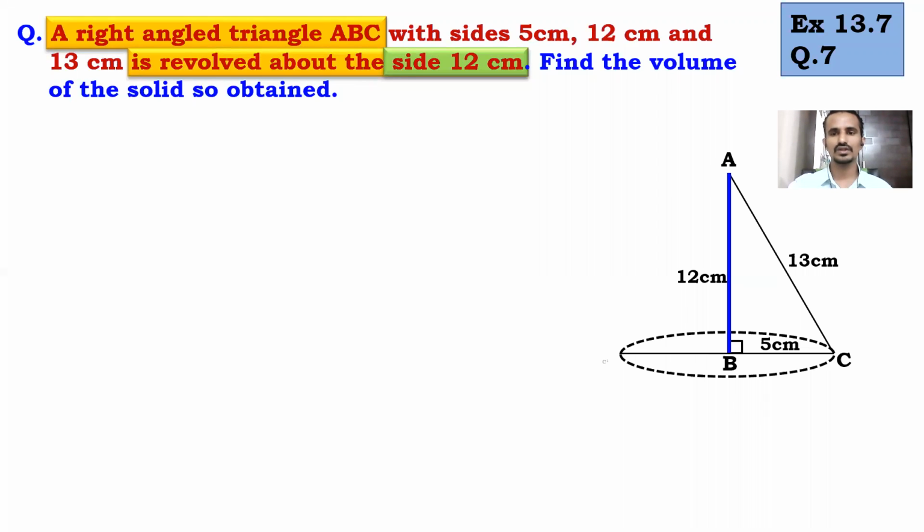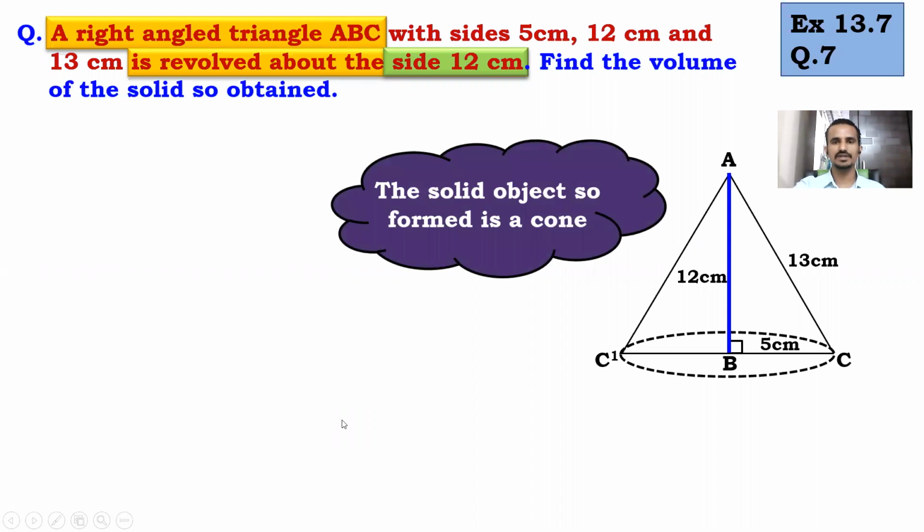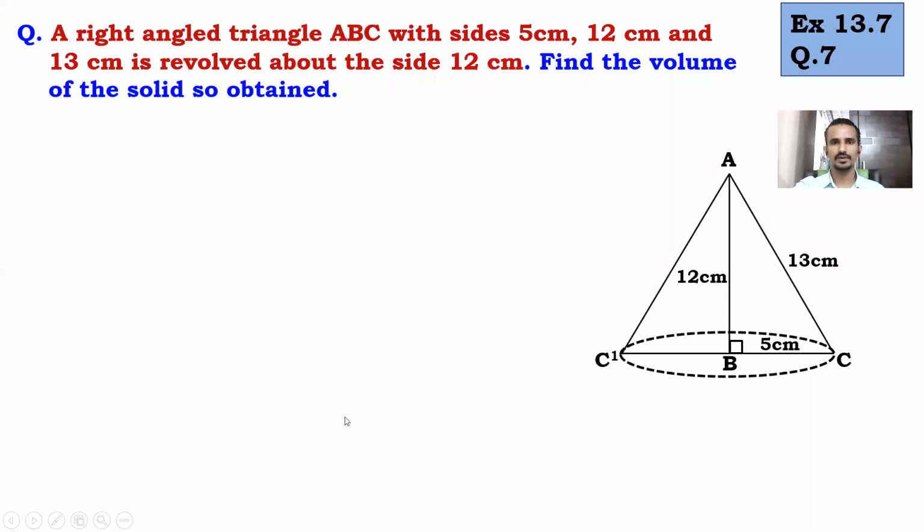So I want everyone to draw this figure, because this figure plays a very important role in the calculation of this question. Let's draw this triangle, all of you. There should be a triangle ABC, and because we have rotated it, we'll take that point C1, and it will form a cone. So the solid object formed is the cone.